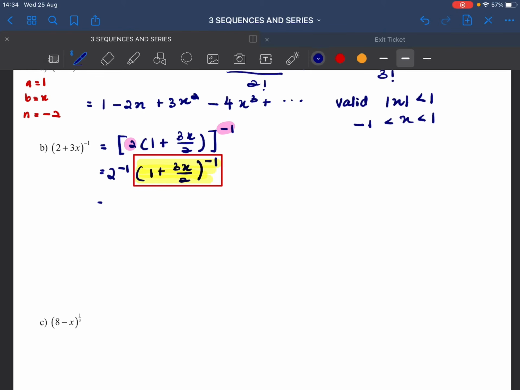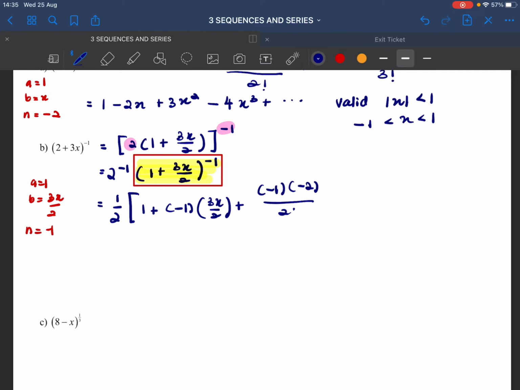So 2 to the power of negative 1 is 1 over 2. So ini biar jadi di luar bracket. So here let's use the formula. Now we have our a equals to 1, b equals to 3x over 2, and our n is equals to negative 1. So now just use the formula 1 plus nb. So we have n negative 1, b is 3x over 2, plus n minus 1, which is we will have negative 2 over 2 factorial, 3x over 2 squared.